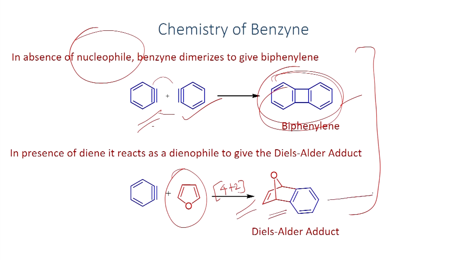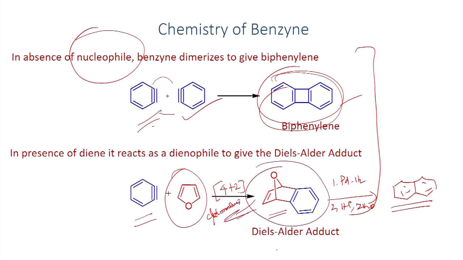Once you have this, it can be further converted, for example, if you do hydrogenation followed by acid workup and removal of water, and you will be able to get naphthalene as a product. So, if you have the benzyne and you have the furan, it can readily undergo a 4+2 cycloaddition reaction, and you will be able to get this tricyclic compound. When you do the hydrogenation using a palladium catalyst followed by acid workup, you can lose a water molecule and get naphthalene as a product. This is one of the methods used to prepare naphthalene.